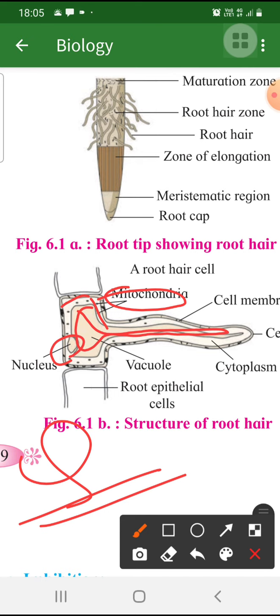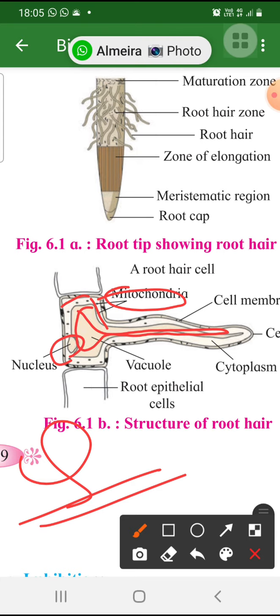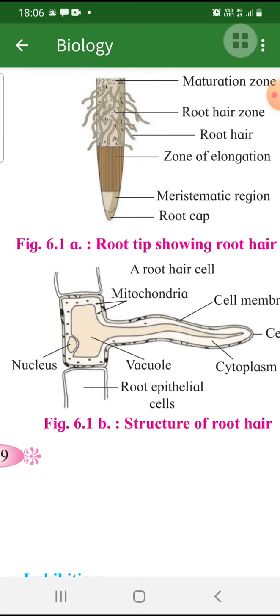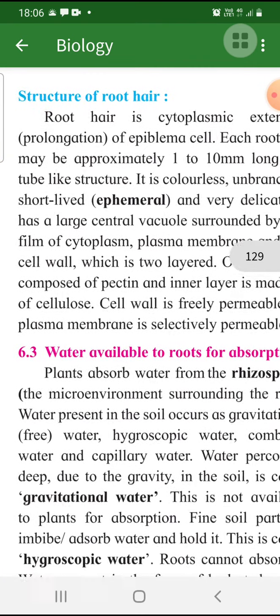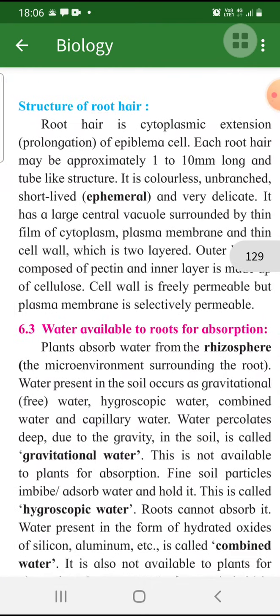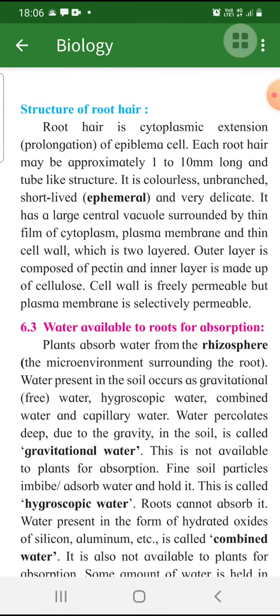Okay, then next is explanation of structure of root hair. So what is a root hair? If they ask you to explain root hair, it is a 4 or 5 marks chapter, but then you can be dividing it. So you should be knowing what all things you have to write.